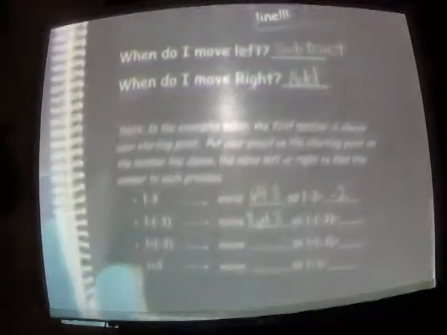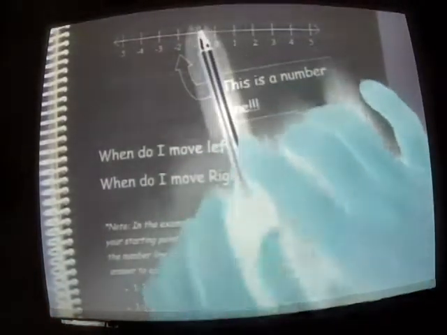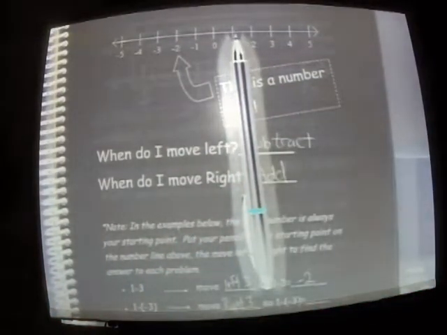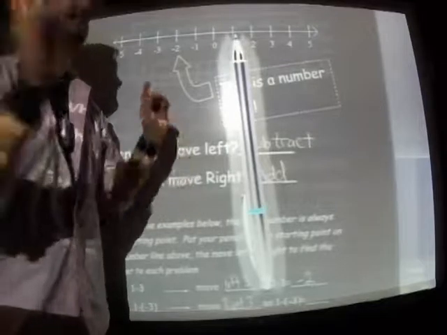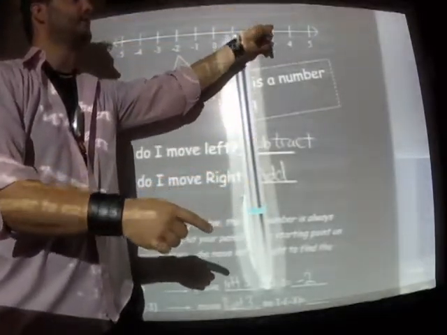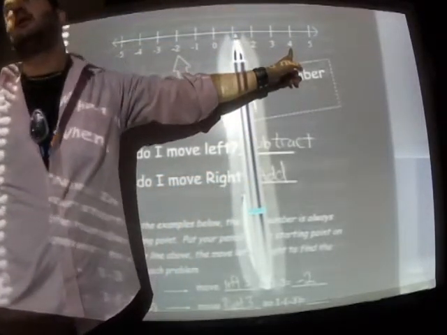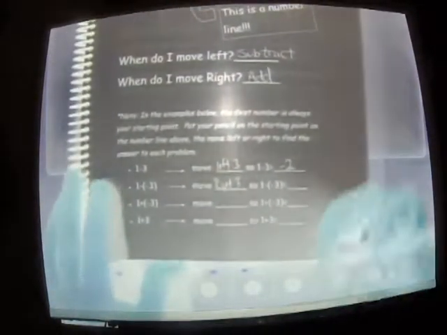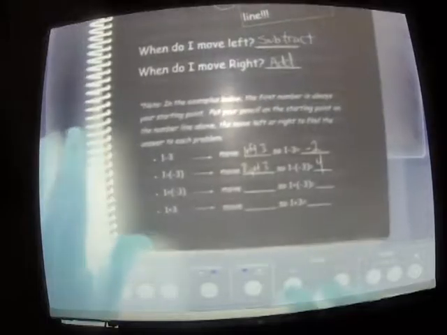Okay, so it's 1 minus -3. You still start here. But when I say minus -3, forget the left. Minus negative means go to the right. So go 1, 2, 3. Where did I end up? 4. That's it. So 1 minus -3 is actually 4.